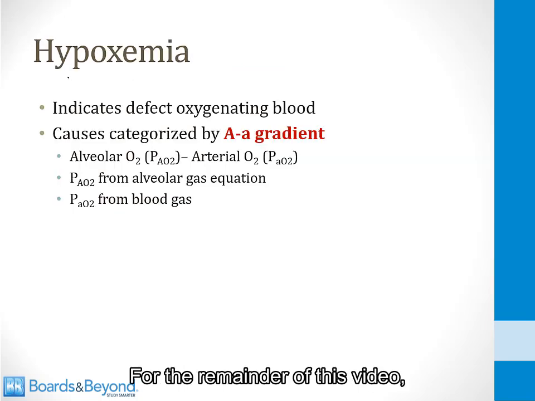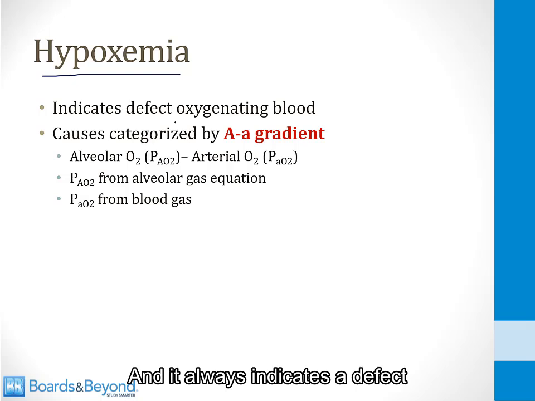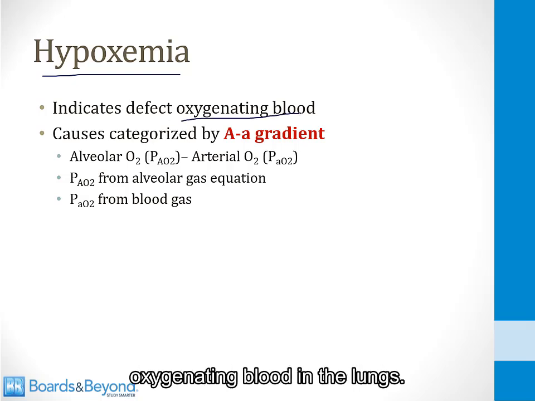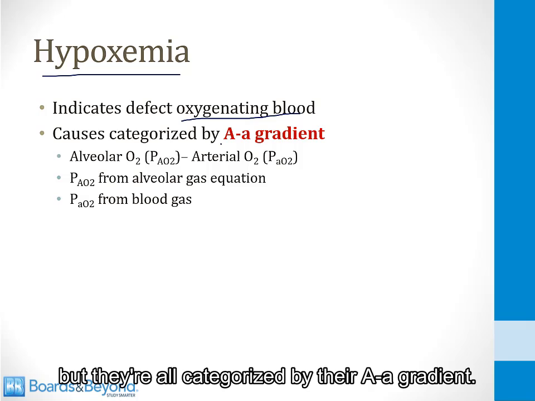For the remainder of this video, I'm going to talk about hypoxemia. Hypoxemia means a decreased oxygen content of blood, and it always indicates a defect oxygenating blood in the lungs. There are many causes of hypoxemia. We'll talk about lots of them in this video, but they're all categorized by their AA gradient.